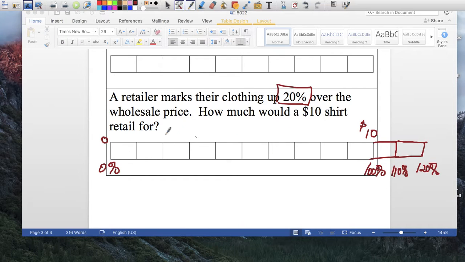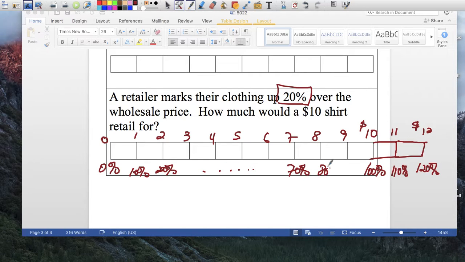Because if you have 10 boxes divided by 10, every box is 1, 2, 3, 4, 5, 6, 7, 8, 9, 10, 11, $12. So 120% would be $12. So this would be 10%, 20%, 30%, etc. 70%. I'll put the little dots. 80%, 90%, and then etc.